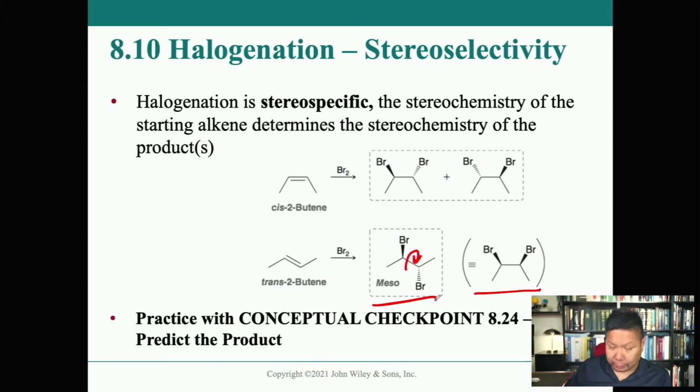Practice with conceptual checkpoint 8.24. Predict the product on Wiley Plus.